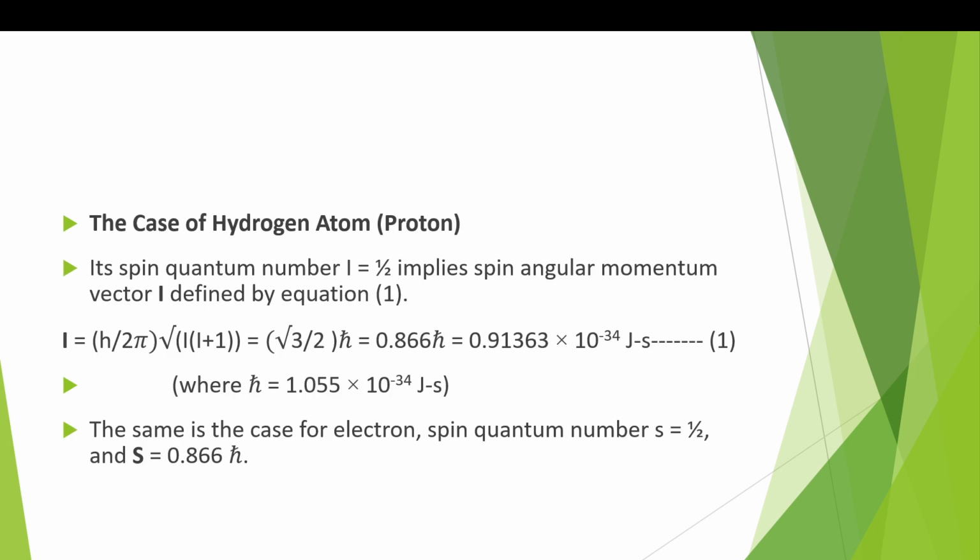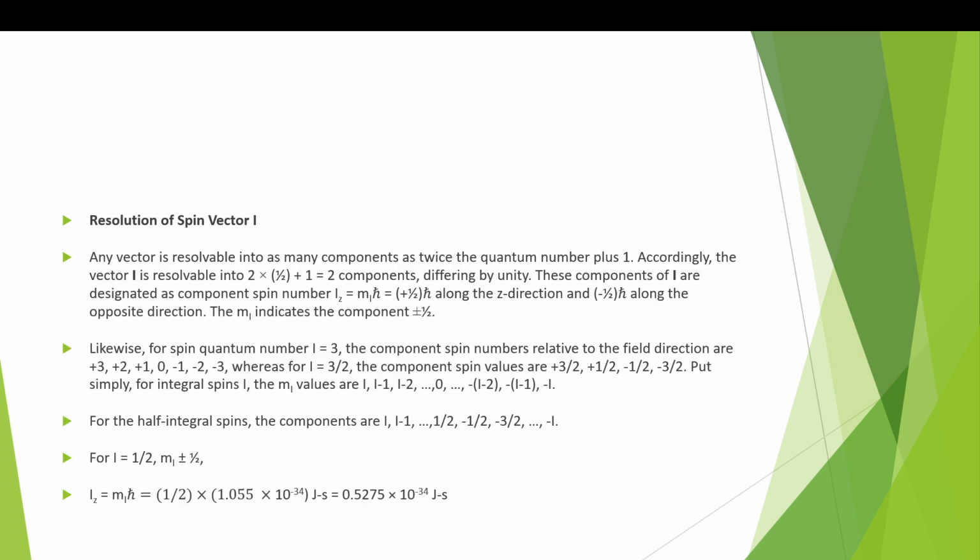Case of the hydrogen atom: the proton is spherical in shape, with spin quantum number half. So in the presence of a magnetic field, two spin states are allowed. Resolution of the spin vector. Any vector can be resolved into how many components? Twice the quantum number plus 1.